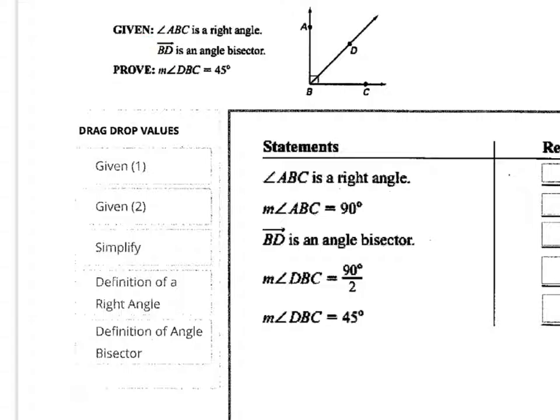Angle ABC, that's this big one right here, is a right angle. And they marked it right here with this square. Okay. Ray BD, that's this one, is an angle bisector. So he's an angle bisector, which means he's splitting this big one in half, which means these two smaller parts are going to be what to each other? So keep that in mind. We're proving that DBC, right here, this angle, is 45 degrees.